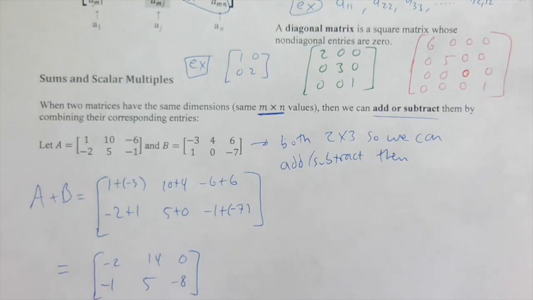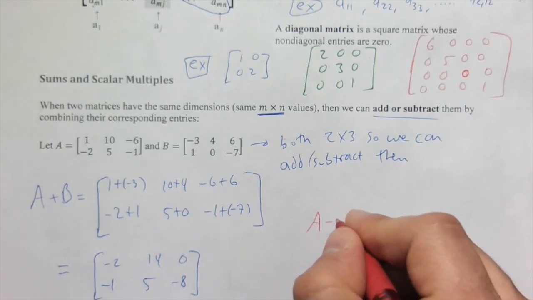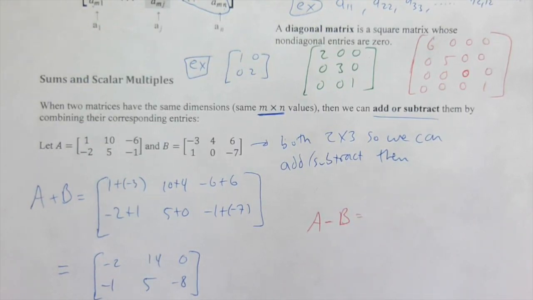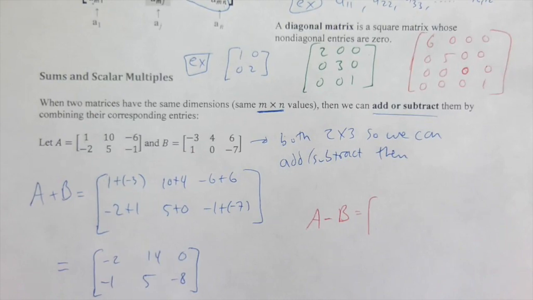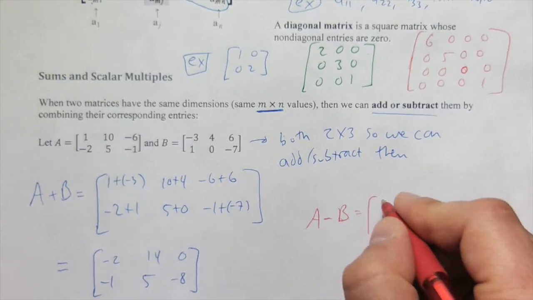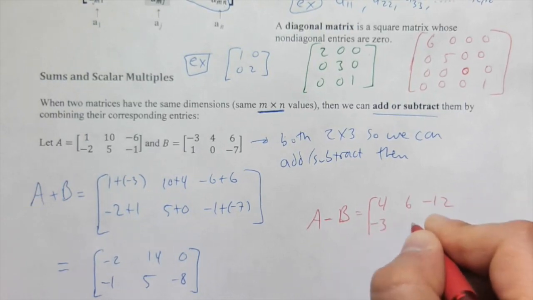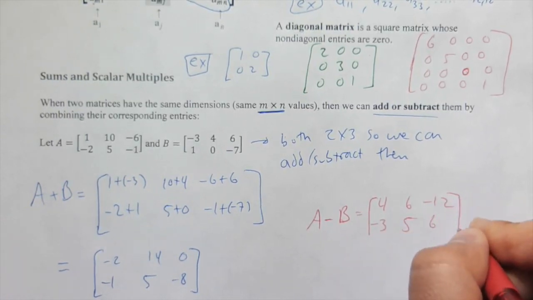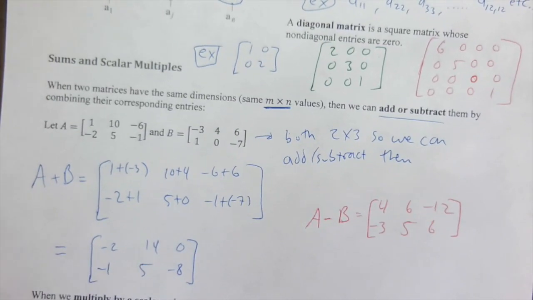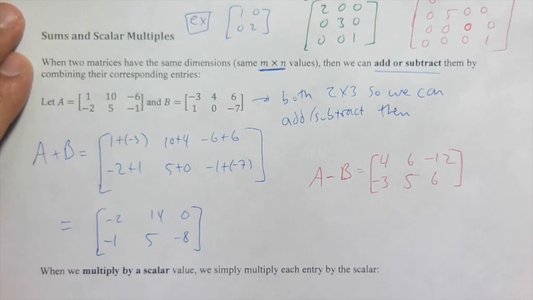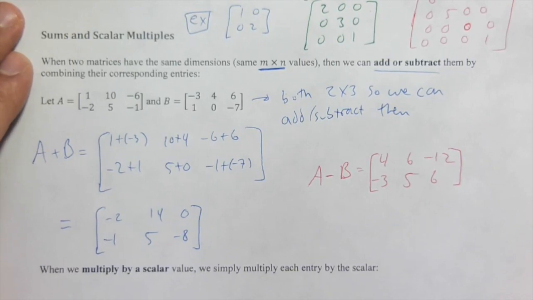Take a second and pause the video real quick and think about A minus B. See if that makes sense to you. So you would just do the same thing, except you subtract the individual entries. Again, pause the video real quick. I will start writing down the answer. Write down the answer and check to make sure that you got this one correct. So when you subtract the entries, you should get this. Okay. So adding and subtracting matrices is very easy, just like it is with vectors.